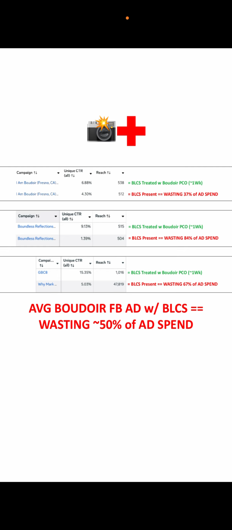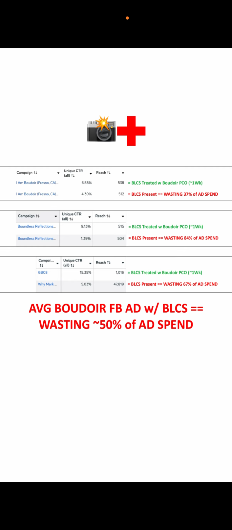And finally, I had a patient whose original ad was 5.03% unique CTR, so BLCS is present. And then again, I duplicated it and treated it with Boudoir PICO, which takes about a week. And okay, got it up to 15.35%. That's higher than most people's retargeting, and this is to a cold audience.